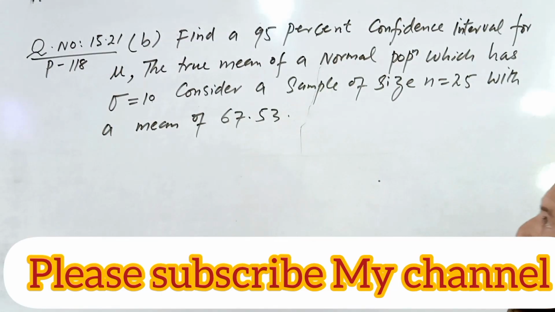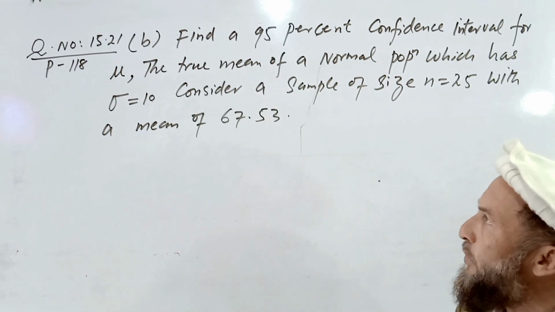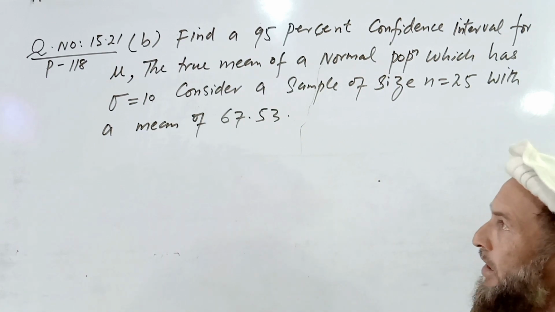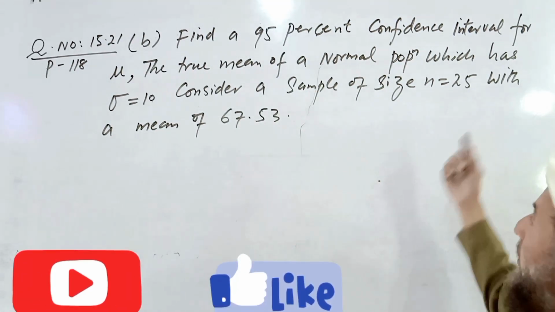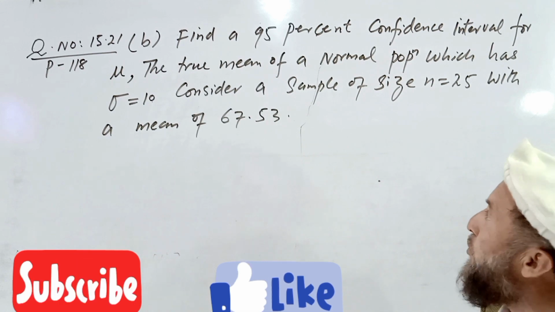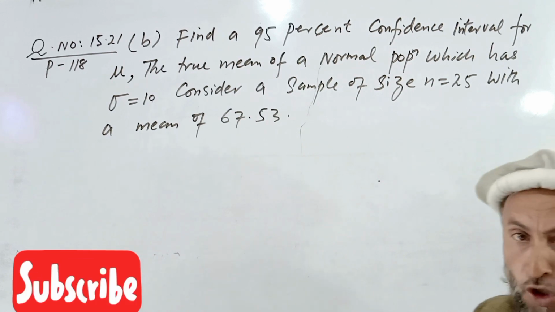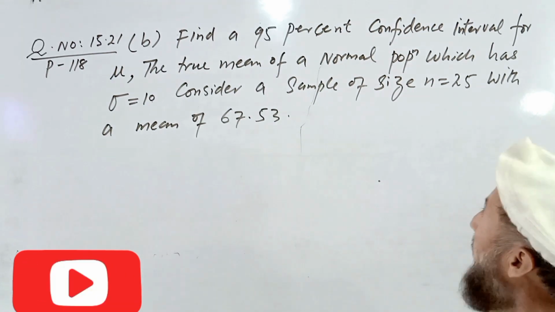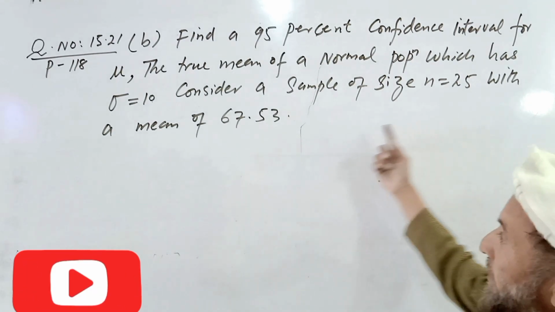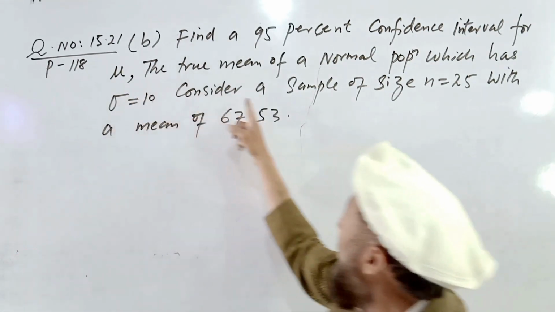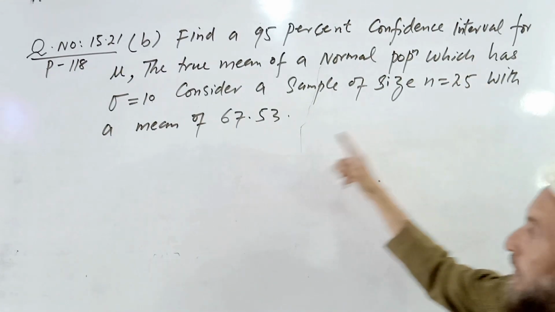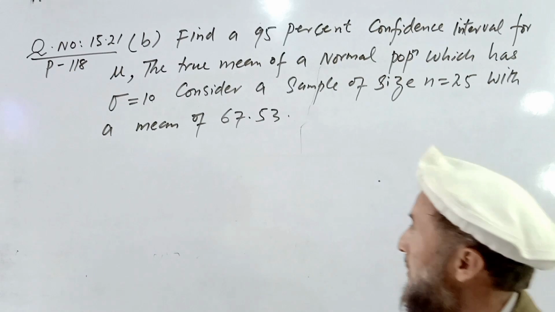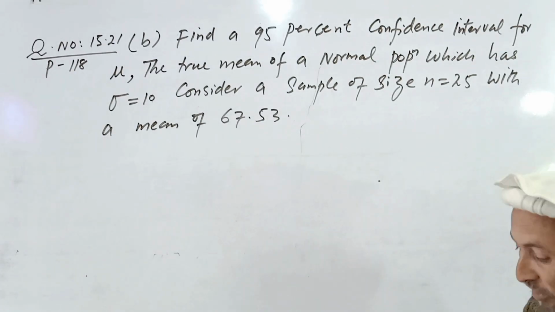Today we will discuss exercise 15.2 part B, page number 118. Find a 95% confidence interval for the population mean mu of a normal population where sigma is known, and consider a sample of size n equal to 25 where the mean x bar is equal to 67.53.